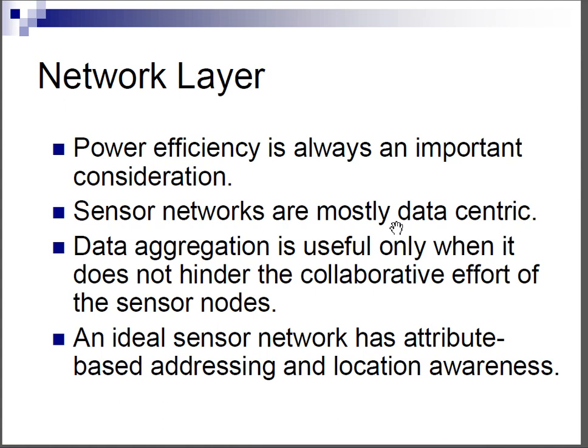And an ideal sensor network has attribute-based addressing and location awareness. So what is attribute-based addressing? For example, the node can sense 350 degrees and above, and we want to find them, find their addresses, find their location. So that's why we say the sensor node should have attribute-based addressing and location awareness. Right?